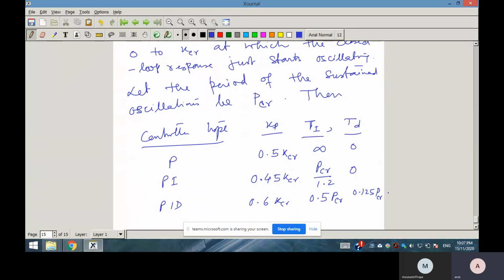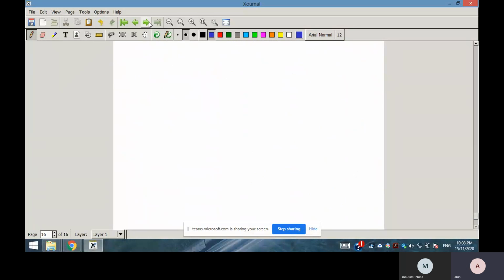So this is the Ziegler-Nichols rule. One tuning rule I have covered. There are some other tuning rules, but the Ziegler-Nichols tuning rules are the most widely used in industry as an initial guess for PID parameters. Now there are some other important aspects of the PID controller.